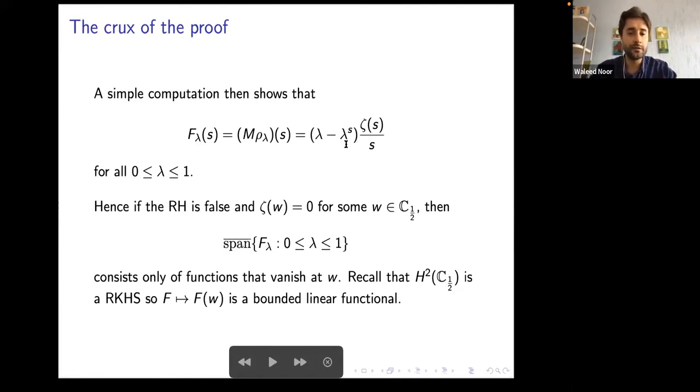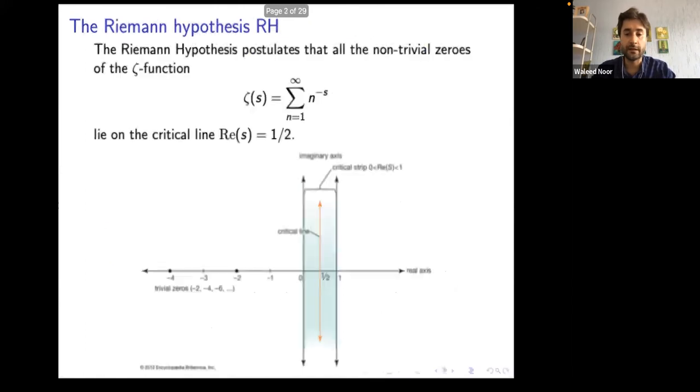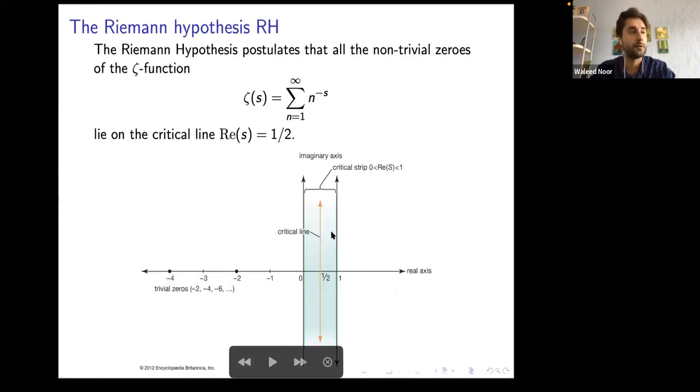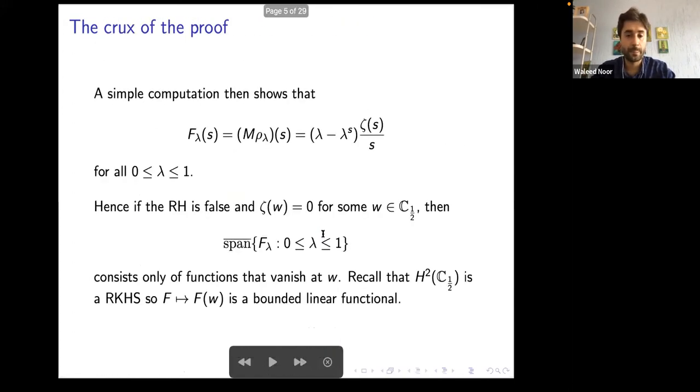Okay. So in other words, what does that mean if the Riemann hypothesis is false? It means that there must be some zero outside the critical line, but within the critical strip. If that is the case for some w, then all of these functions, which are the images of the rho lambda, must have a 0 also. In other words, the span closure of these functions must consist only of functions that vanish at this point.